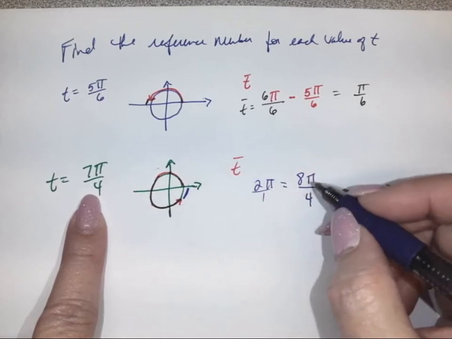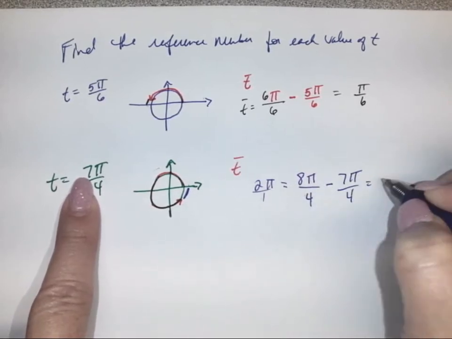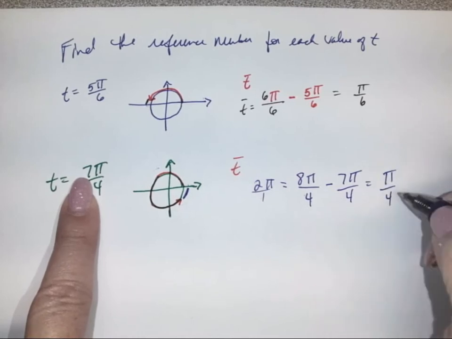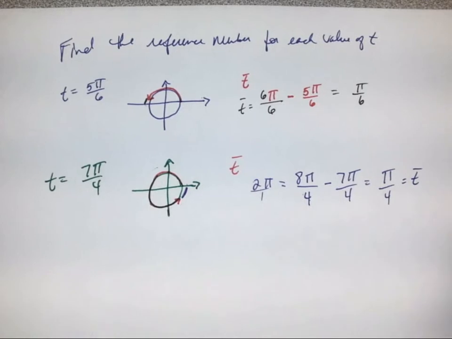But I need that common denominator, so I can subtract 7 pi over 4 and get 1 pi over 4. So this is equal to our t-bar. That distance will be pi over 4.